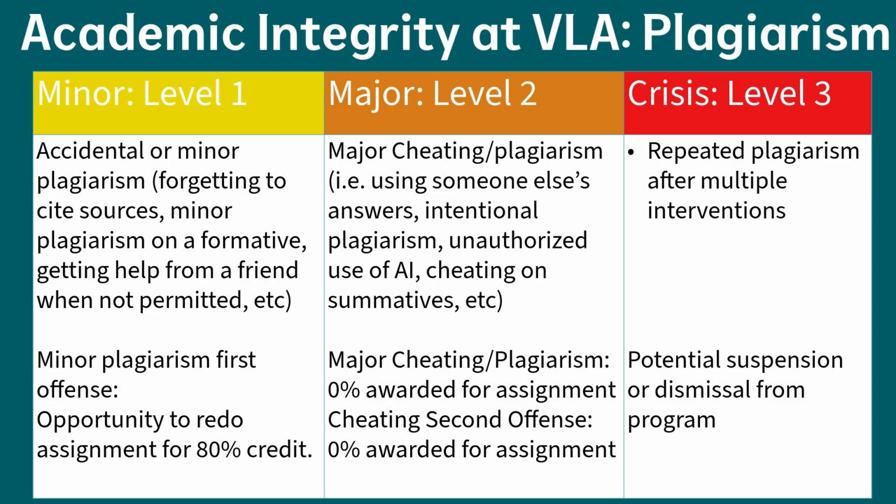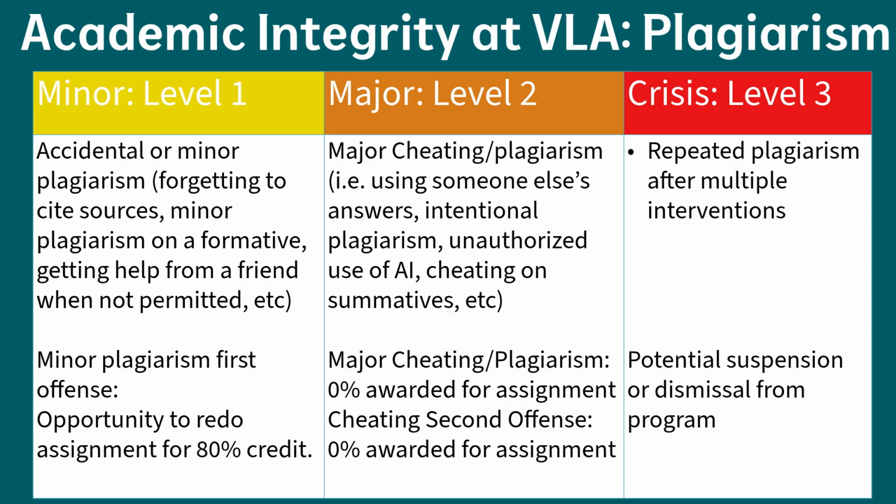Minor plagiarism is defined as accidental or minor plagiarism on formative assignments, forgetting to cite your sources, but you did your own work, or getting help from a friend when it wasn't permitted, and things like that. For minor plagiarism on your first offense, you will get an opportunity to redo that assignment, but only for 80% credit. Major plagiarism includes things like using someone else's answers, intentional or on purpose plagiarism, unauthorized use of AI, cheating on summatives, and sharing your work with others for them to use your answers as their own.